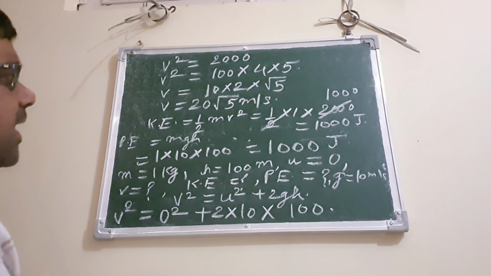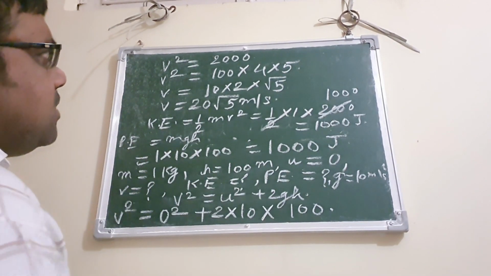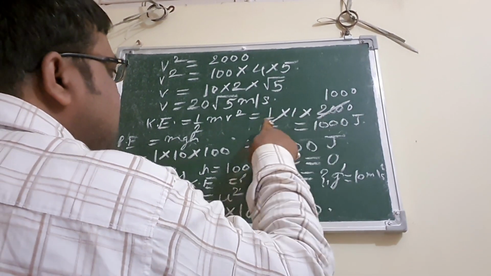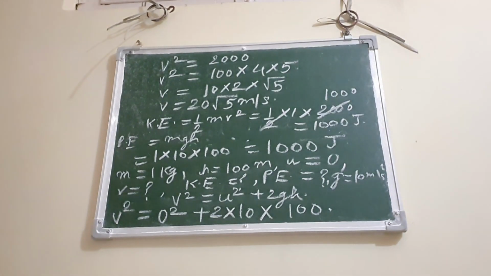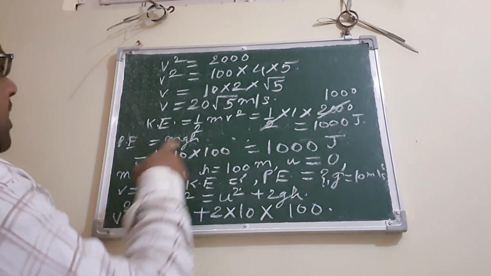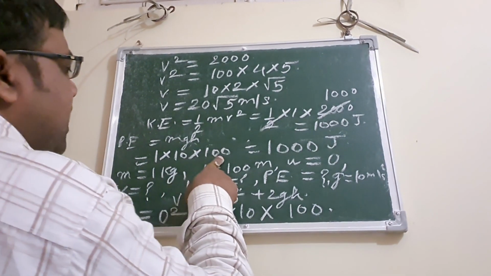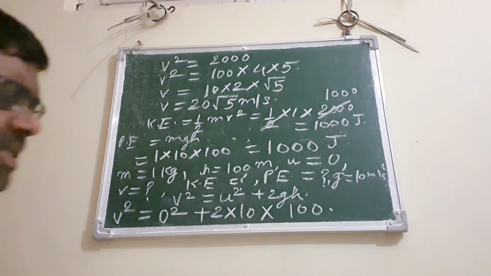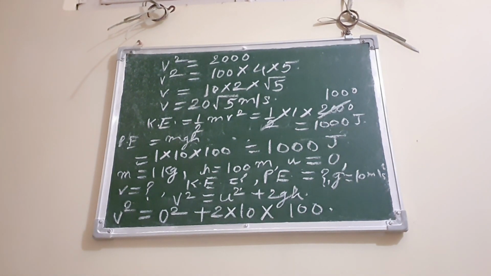Now we have to find the kinetic energy. So kinetic energy equal to half mv square, considering the value of v square and mass, half into 1 into 2000. 2 gets cancelled with 2000 to give 1000. So the answer is 1000 joule. Potential energy at height h is equal to mgh, which is 1 into 10, and the gravity is 10 and height is 100. So multiplying this, it is coming out to be 1000 joules. So this is our answer.